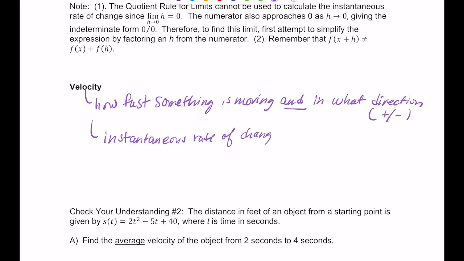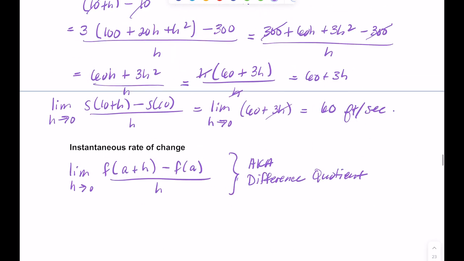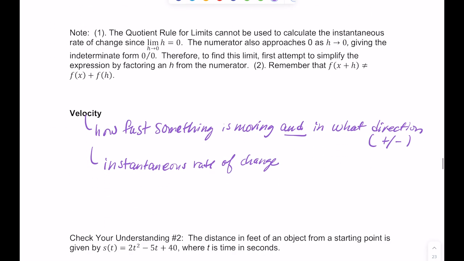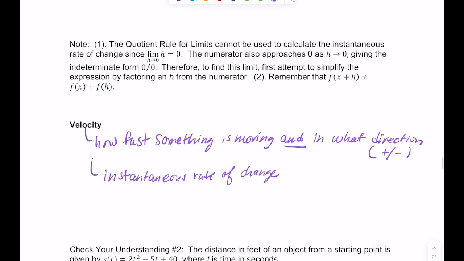Okay, if you look at the last problem, we looked at the speed of the car, which would be 60 feet per second. So, that is how fast it's moving. And also, since it's positive, I know it's moving in the positive direction. So it's increasing. So its velocity is the same thing as instantaneous rate of change of a function that gives position in terms of time.